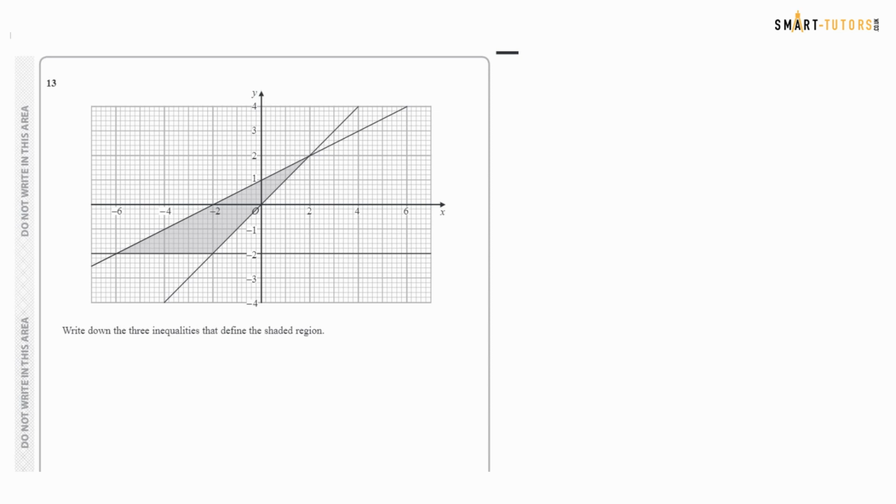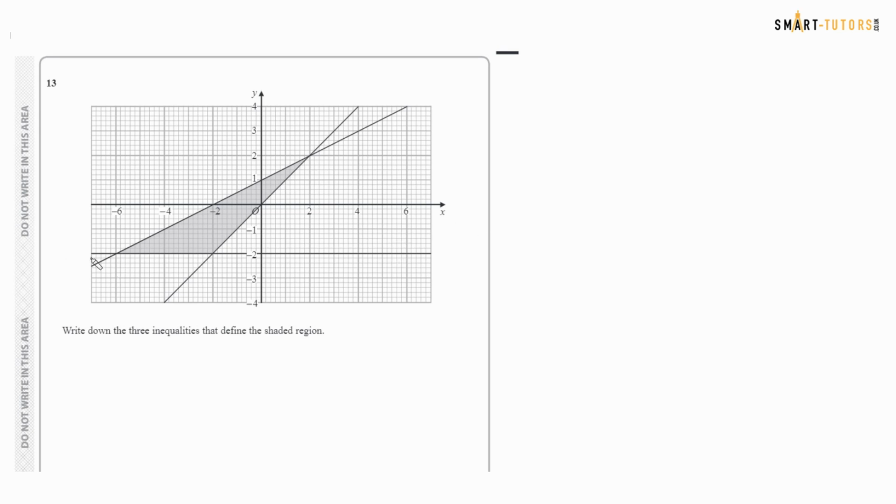Question number 13. Write down the 3 inequalities that define the shaded region. So it's a topic for shading region in the graph section. First of all, try to understand if it is a dark line, it has to be an equal sign, and if it is a dotted line, it is without equal. So there are 3 straight lines in this diagram. So we need to figure out what those lines are.